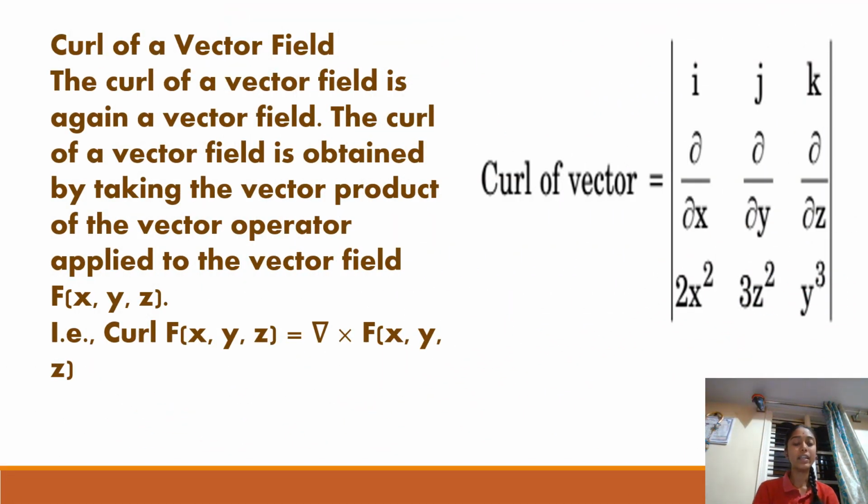Curl of a vector field. The curl of a vector field is again a vector field. The curl of a vector field is obtained by taking the vector product of the vector operator applied to the vector field f of x, y, z. That is, curl of f of x, y, z is equal to nabla cross f of x, y, z. So the formula is given as curl of vector is equal to the determinant of i cap, j cap, k cap, dou by dou x, dou by dou y, dou by dou z, 2x square, 3z square, y cube.